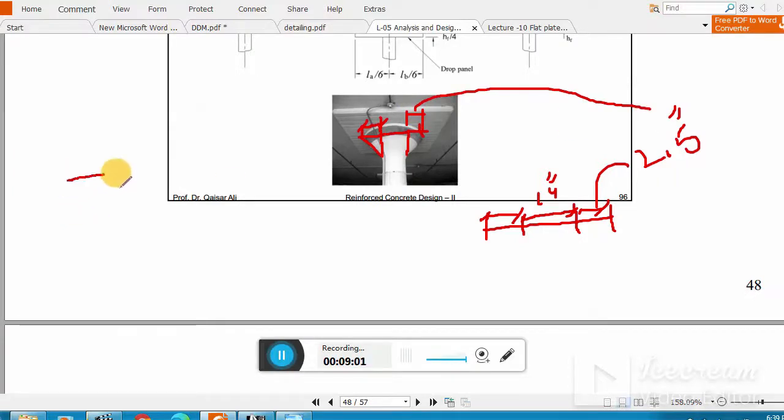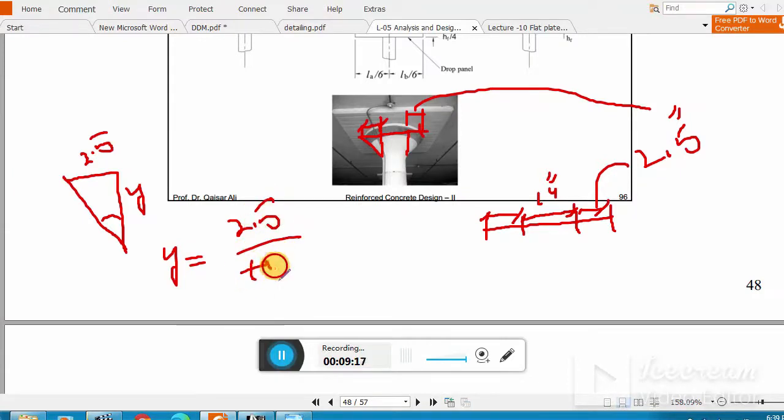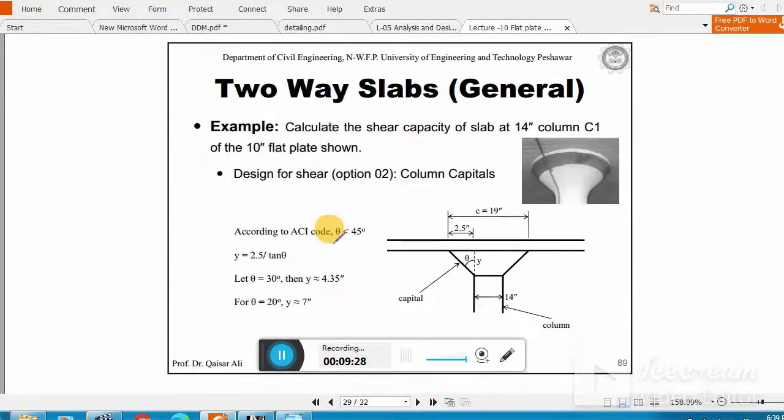So you now have a triangle, drawn in this shape. Fix this theta, and this side is 2.5 inch. By trigonometry, you can easily find this y equals 2.5 divided by tangent theta. For various values of theta, but remember this theta must be less than 45 degrees according to ACI. Clear? So here you see the same calculation, 2.5 divided by tangent theta. Let's say 30, then y will be this one. If theta is 20, then y will be this one. So this is the design of the column capital.